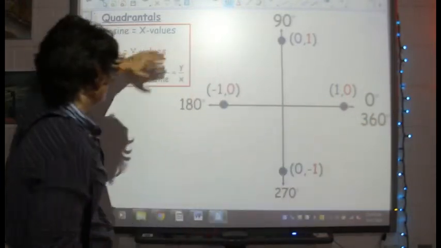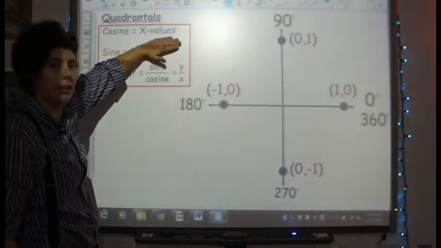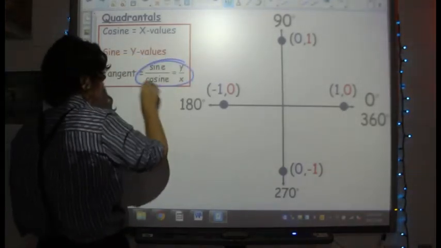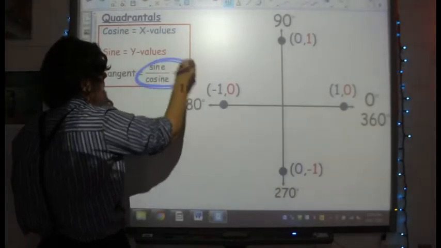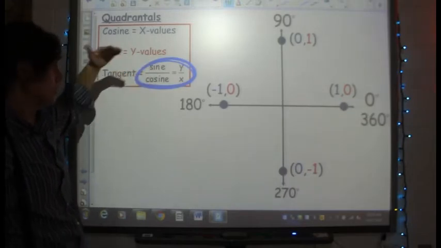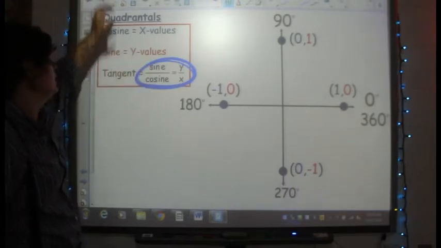Important things to know. Cosine are my x values. Sine are my y values. And I would star, underline, highlight this. Tangent is always y over x, or sine over cosine. A lot of people get this confused, so look at it. It's always sine divided by cosine.